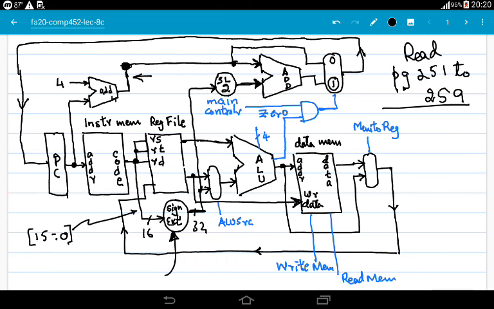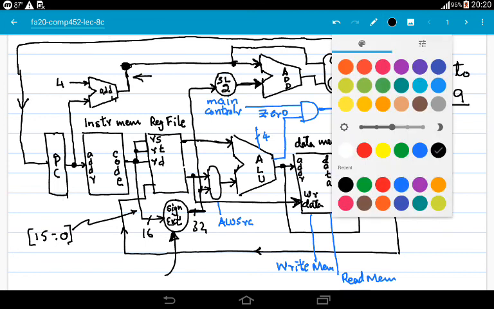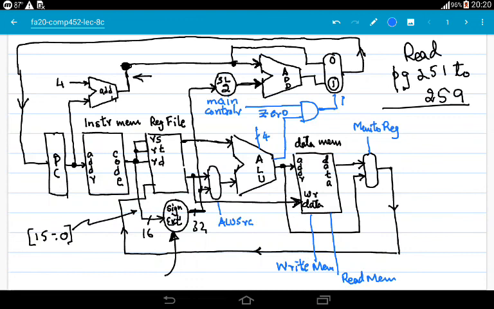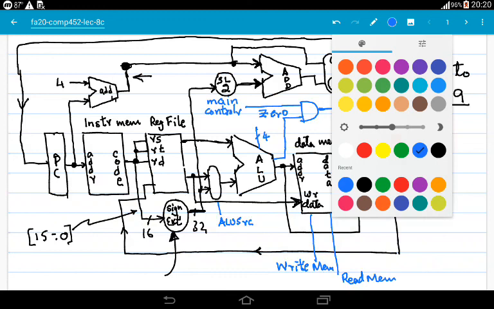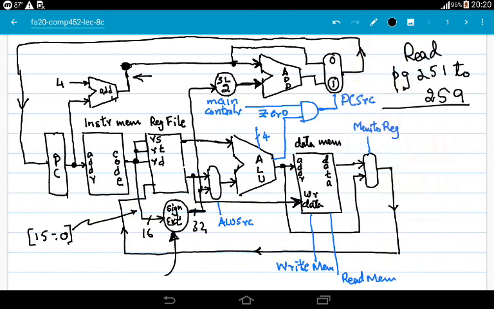Especially look at the figures. Figure 4.11. Now this figure is that of the data path. I just realized that I should have written that this line is called PCSRC, PC source. Alright, so now it's time to stop, and there we go.